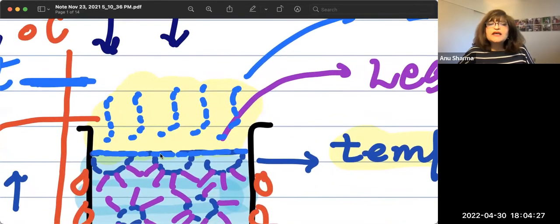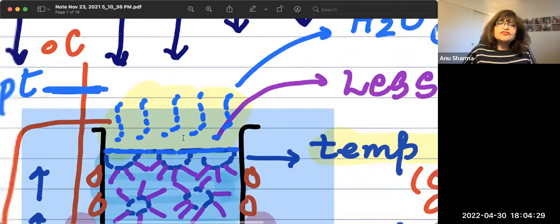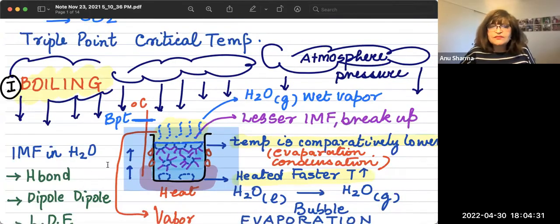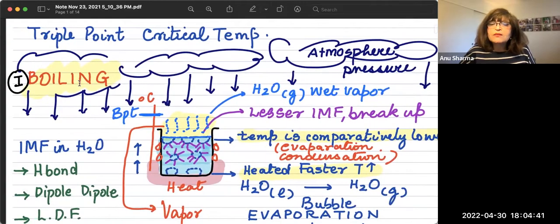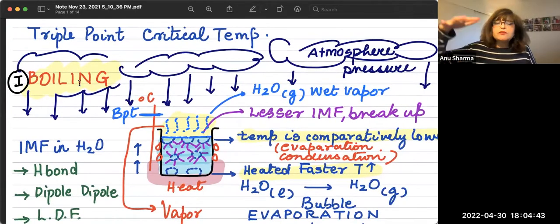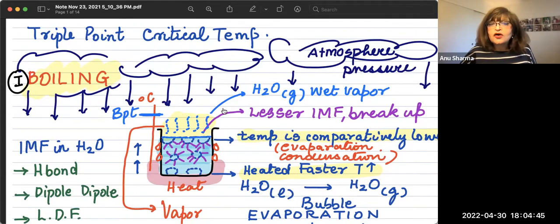Now, there's something else that is happening. Since this is an open system, it is being exposed to the outside atmosphere. What's happening here? The outside atmosphere is nothing but a mixture of gases, so atmospheric pressure is being exerted on these vapors. As the temperature is rising, more and more bubbles are coming, more and more vapors are collecting on the top, and they are experiencing the weight of the atmospheric pressure also falling on them.